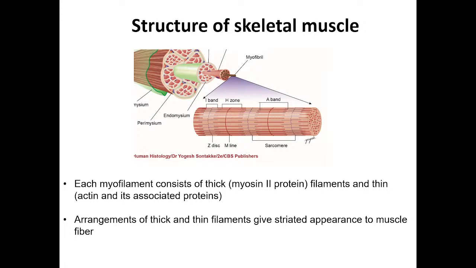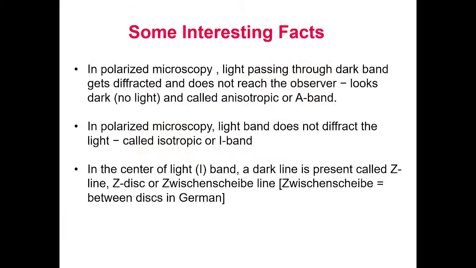Now, this arrangement is because of the filaments which are there, thick filaments and thin filaments. The myofibril has these filaments; the thick filament is myosin, and the thin filaments are actin and also tropomyosin. Under the microscope, when light passes through the dark band, it gets diffracted and does not reach the observer again. Because of that, we see a dark band.